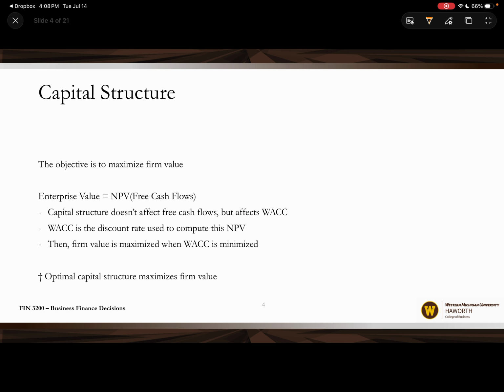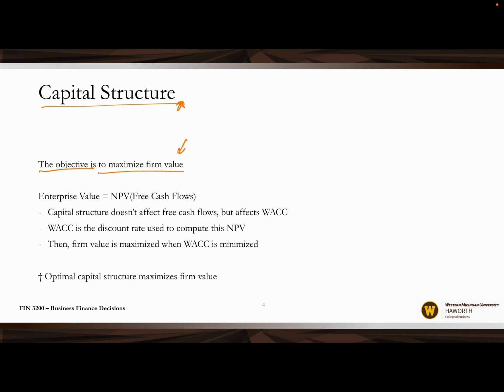Okay, so again, capital structure. It's an important decision of the firm. That's why there's a separate chapter on this. And the ultimate objective is still to maximize firm value. This is the ultimate goal of corporate financial management, right?